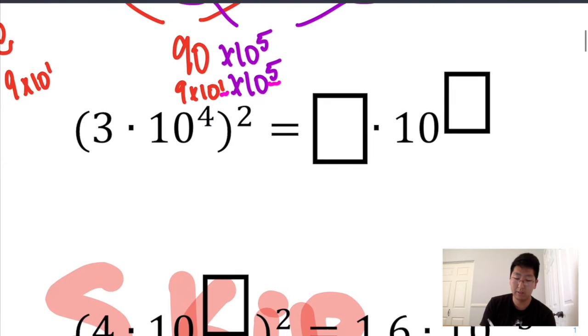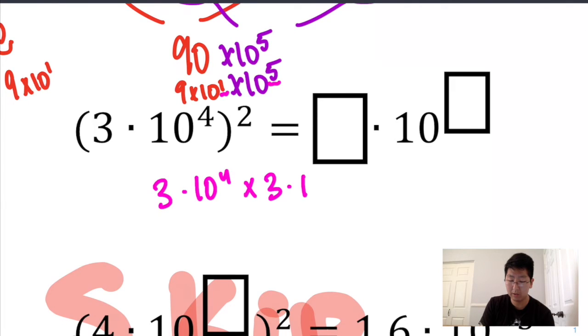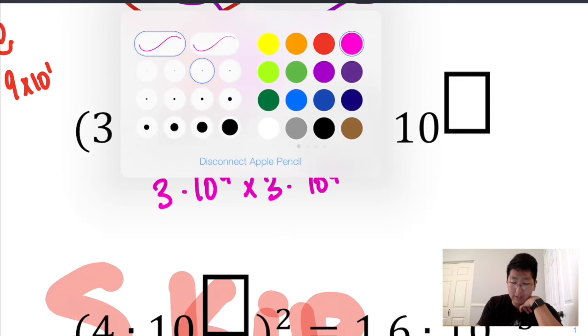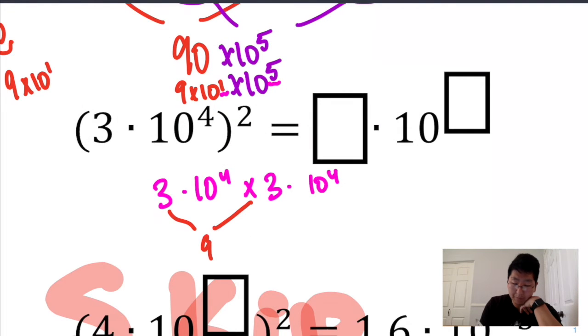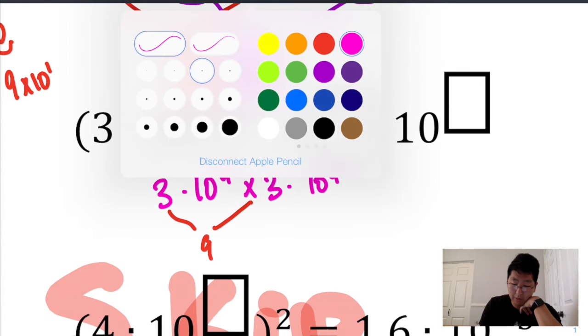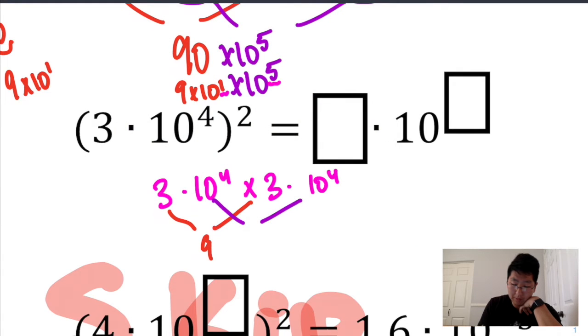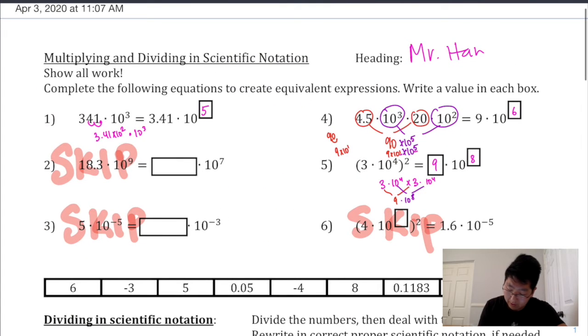And right here, this is saying 3 times 10 to the fourth times 3 times 10 to the fourth. Wow, I really don't know how to write 10. Okay. 3 times 3 is 9. And 10 to the fourth times 10 to the fourth is 10 to the eighth. Well, would you look at that? That works perfectly. 9 times 10 to the eighth. And we should be able to find these. 9, 8, 6, and 5. Okay? Hopefully that's a quick review.